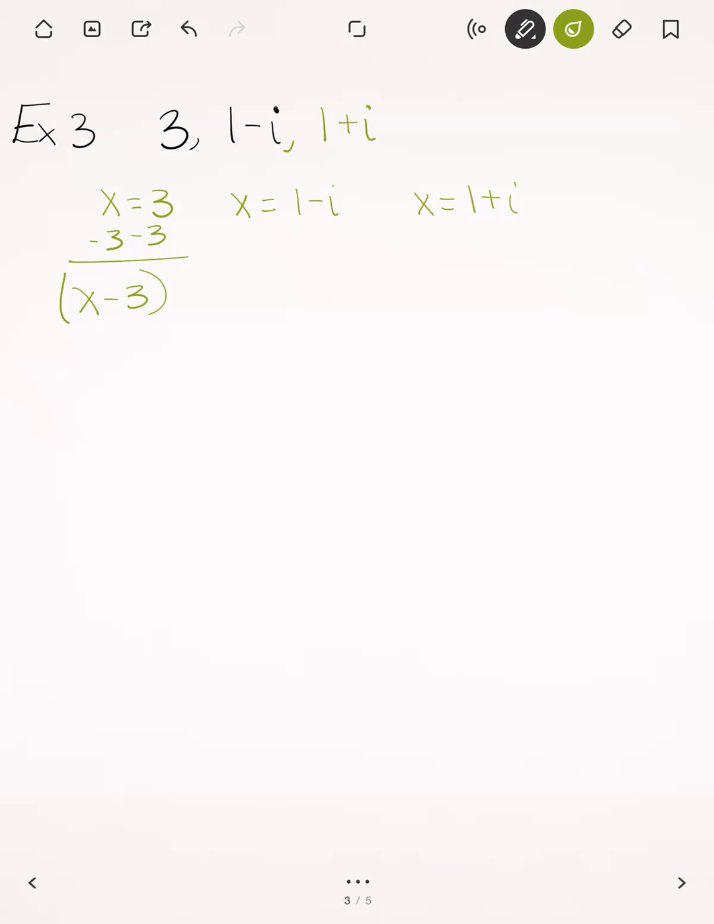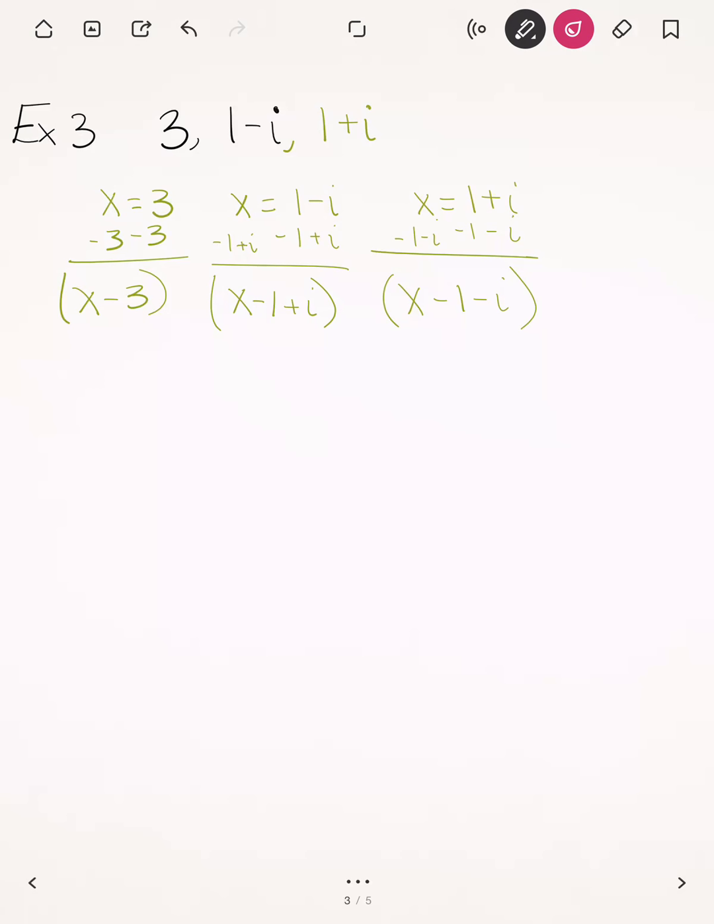There's my first pair. Okay, from here, I'm going to go ahead and do them at the same time. So I subtract a 1 and I add an i. Subtract a 1, add an i. So I get x, because we're moving them to the same side, minus 1 plus i. There's that factor. Here I subtract a 1, subtract an i, subtract a 1, subtract an i. I get x minus 1 minus i.